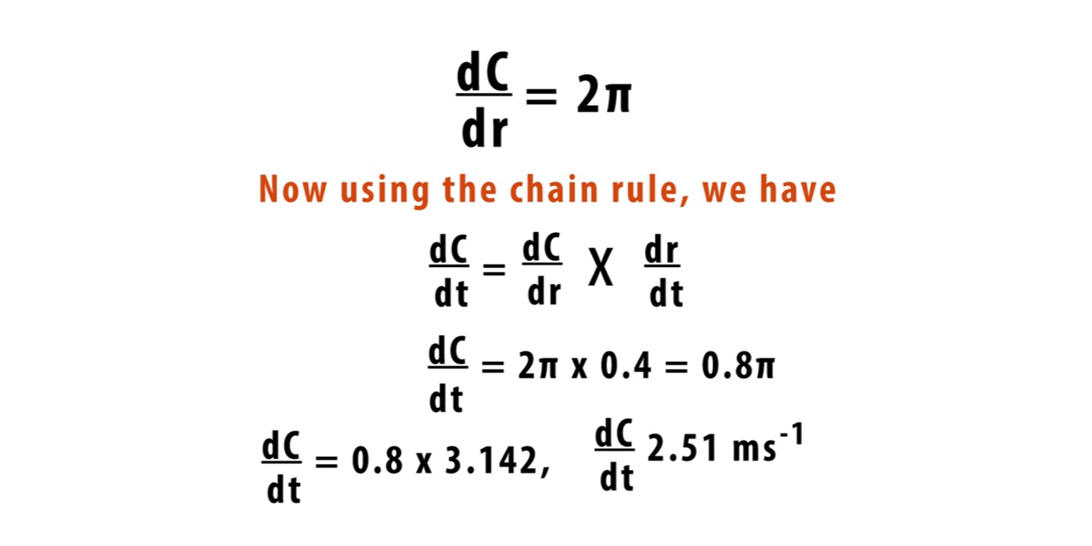But in the question, we were given the value of pi. That was 3.142. So we replace the value of pi, and that gives us dC/dt is equal to 0.8 multiplied by 3.142. When we simplify this, it will give us dC/dt is equal to 2.51 meters per second. Good.